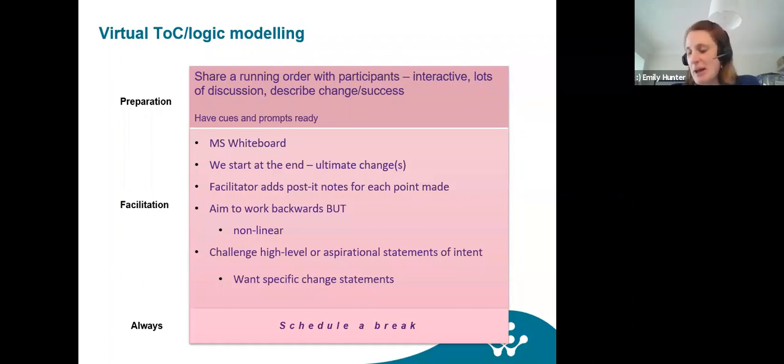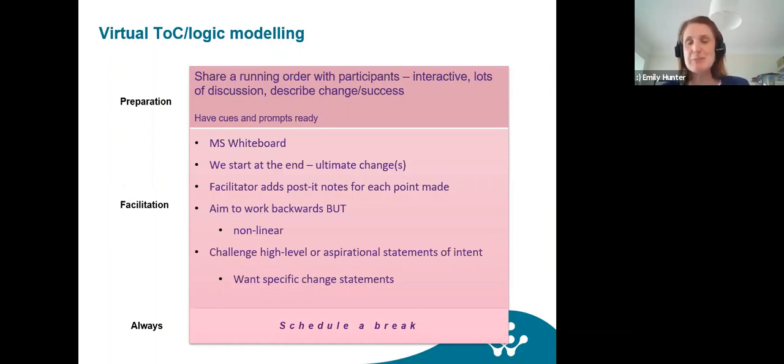So a little bit about how we prep a virtual theory of change or logic modelling session. I'm specifically talking about virtual here because I joined Wessex AHSN in December of last year, and all my experience with Wessex in running theory of change and logic model sessions has been online. Prior to that, in the old world, as I call it, we'd be in a room together for a number of hours, half a day, multiple sessions, loads of post-it notes, etc. And we just don't have that luxury anymore, so we've had to change it up a little bit.